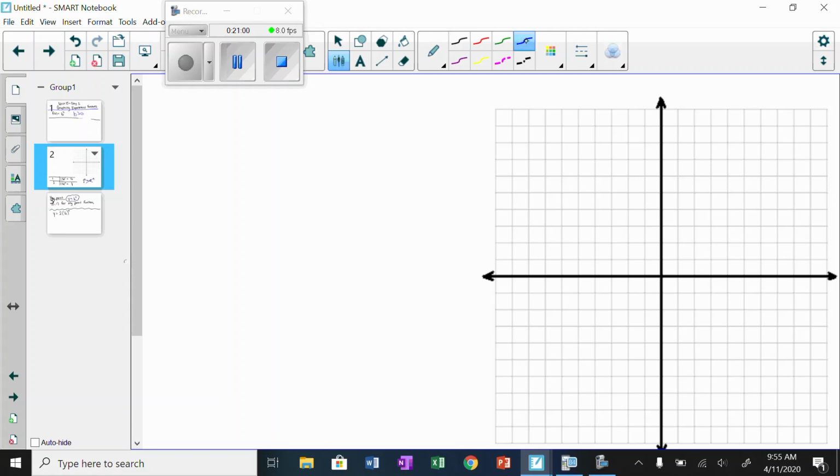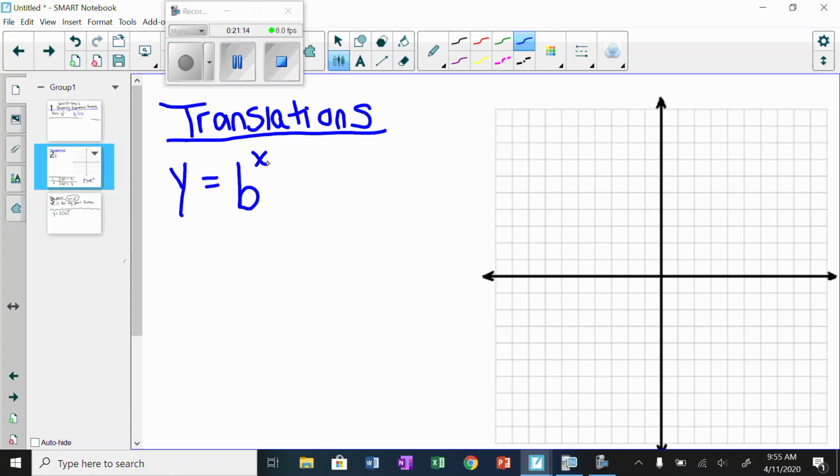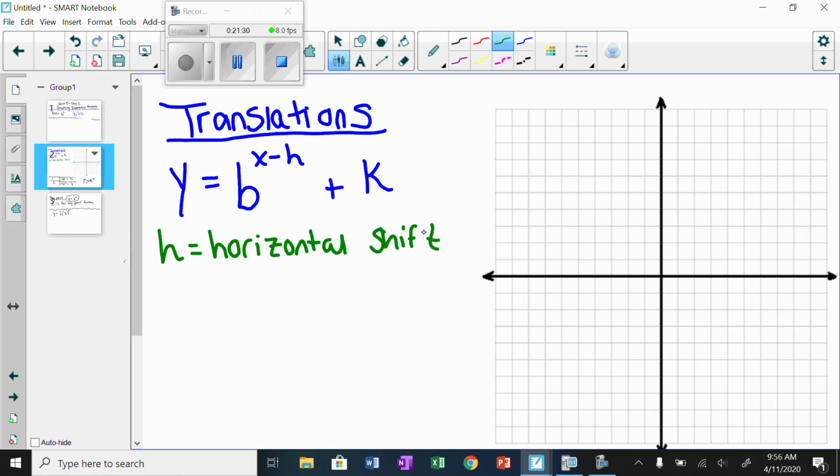Okay, so obviously not everything will be a parent function. So let's say we have y is equal to b raised to the x minus h plus k. And we are so familiar with the shifting. So the h will be the horizontal shift, and the k is going to be the vertical shift.